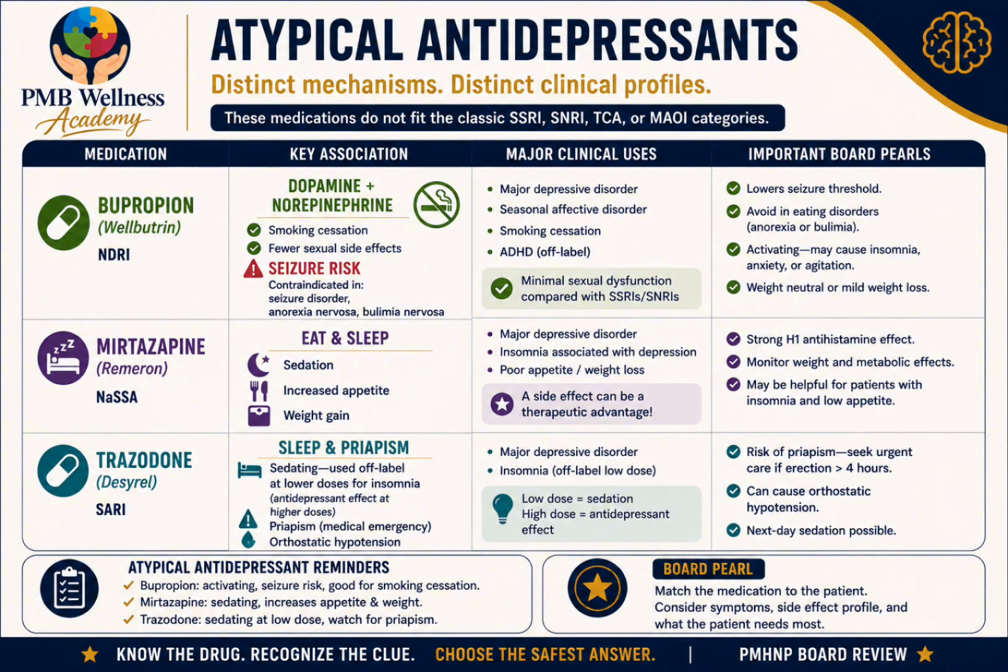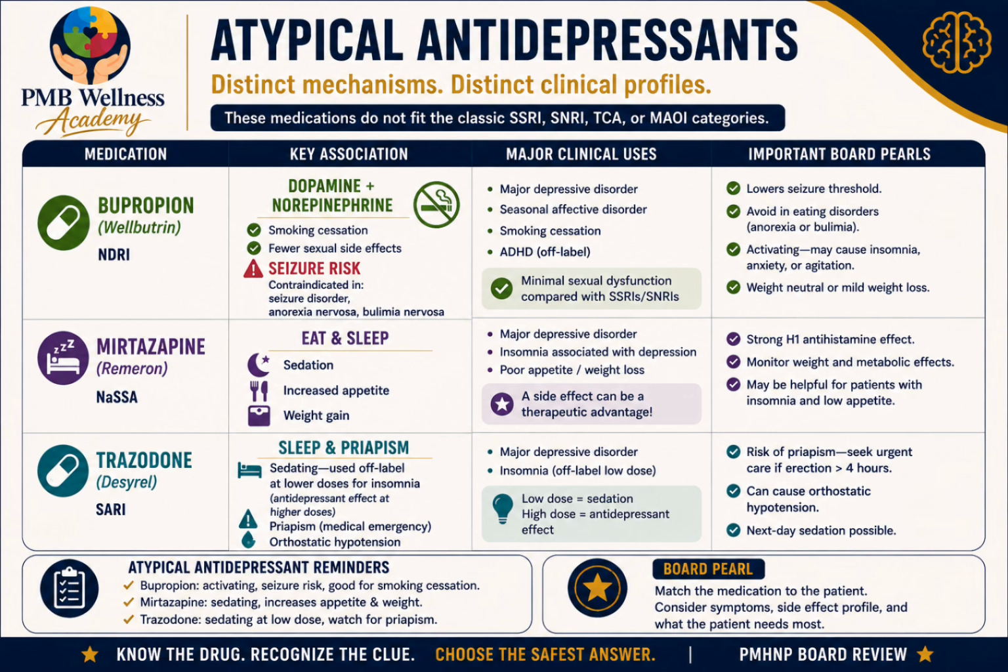Then there's trazodone. Although trazodone is classified as an antidepressant, at lower doses its sedating properties are much more prominent, which is why it's commonly used off-label for insomnia. Its antidepressant effect generally requires substantially higher doses than the lower doses commonly used for sleep. It can also cause orthostatic hypotension and next-day sedation.